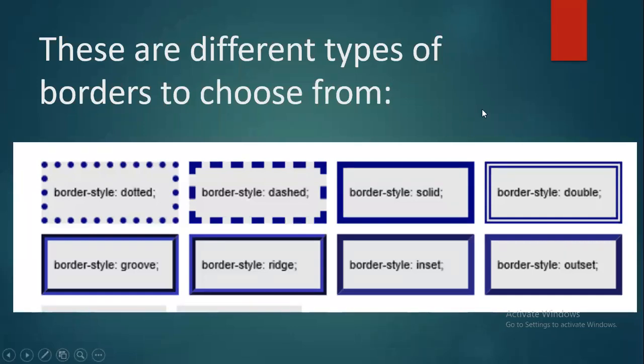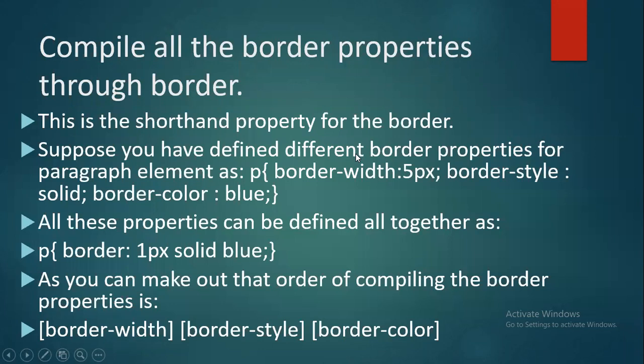Then next we have the shorthand property for the border. If you want to define all these properties together in a single line, how can you do this? For example, on the p tag, you want to have a border for the paragraph. How are you going to define this? You have to define border width, border style, and border color as well. How can you use all these properties in a single line?